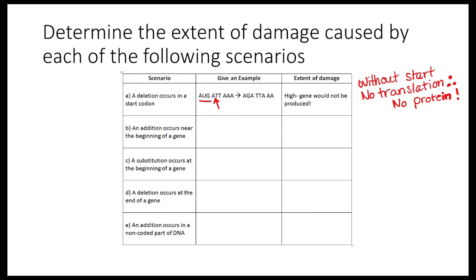D, a deletion occurs at the end of the gene. What would that look like? How does it affect it? And E, an addition occurs in the non-coded part of DNA. So this is the part that doesn't go on to make a gene or to go on to make a protein. It's not within the gene. What would this look like and how damaging would it be? So we'll go over this later on, not in this video, but take a moment to try to answer these questions.